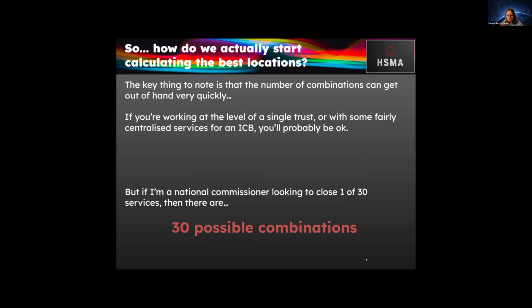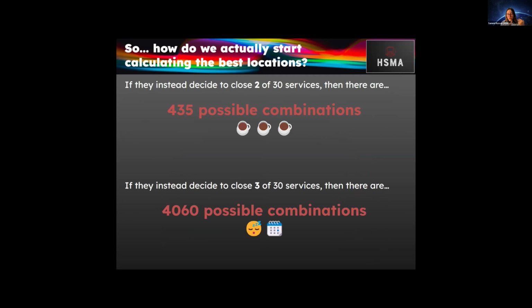But the number of combinations can get out of hand extremely quickly. If you're working at the level of a single trust or with some fairly centralized services, maybe at an ICB level, you'll probably be okay. But if I'm a national commissioner and I'm looking to close 1 of 30 services, there are 30 possible combinations. That sounds fine. If I want to close 2 of 30 services, then there are 435 possible combinations to evaluate.